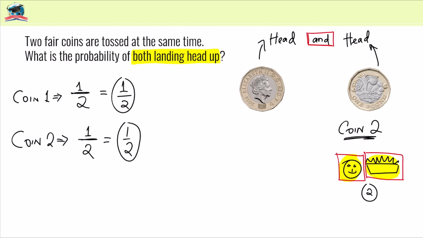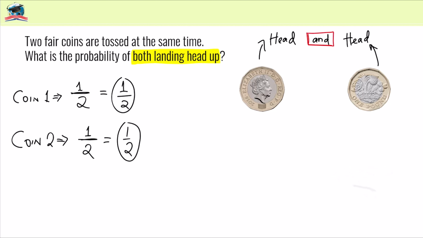Good. Let's go back to the question. The question says, what is the probability of both coins landing heads up? That means the first coin will be a head, and the second coin will also be a head. So head and head. The probability of getting a head for coin one is 1 over 2, and for coin two, the probability of getting a head is also 1 over 2.